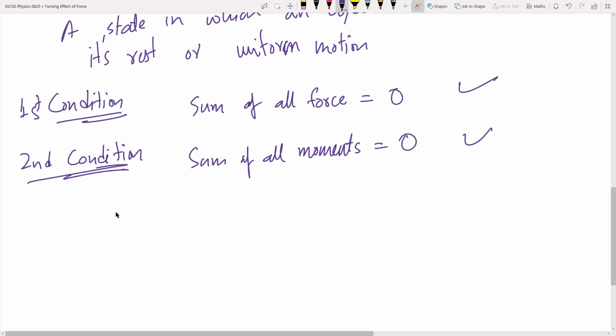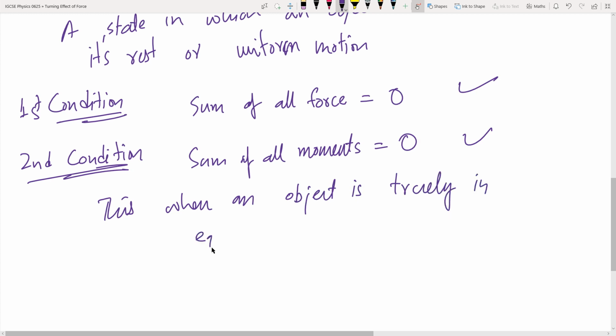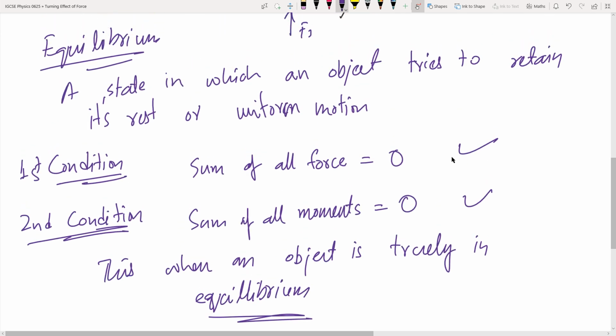So this is when an object is truly in equilibrium, right? That's when we say that the object is truly in equilibrium. Otherwise, if either of these two conditions are not met, then we cannot say that the object was truly in equilibrium. There must be some sort of motion associated, or acceleration associated with the object, right?